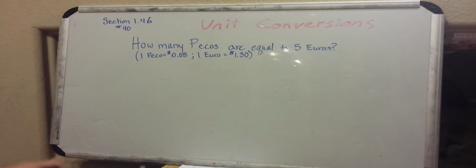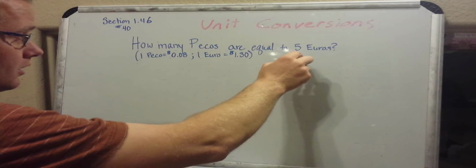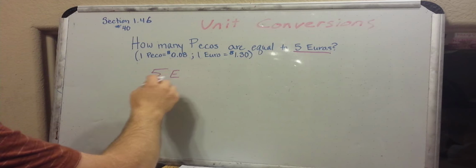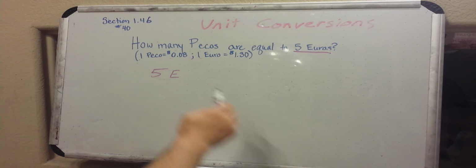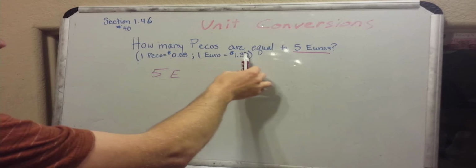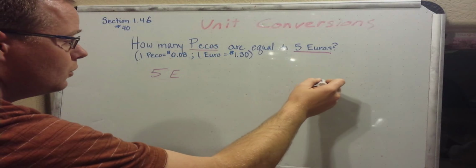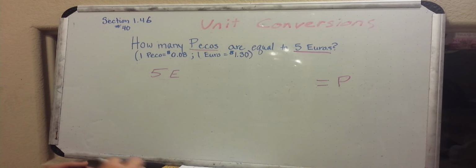So we're going to first look at the question and find out what the known is. How many pesos are equal to 5 euros? 5 euros. That's what we know. So we're going to put 5 euros. We're just going to put an E to simplify that. What are we trying to find out? How many pesos are equal to 5 euros? So we're trying to find out what pesos are. So we'll put an equal sign and a P for pesos.